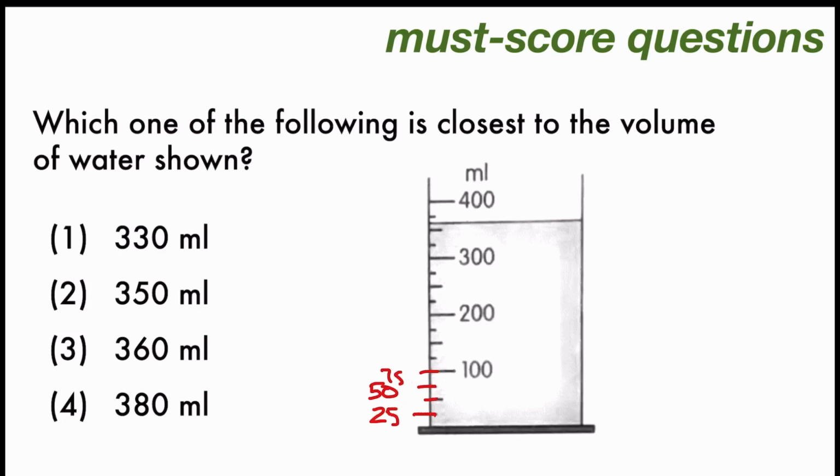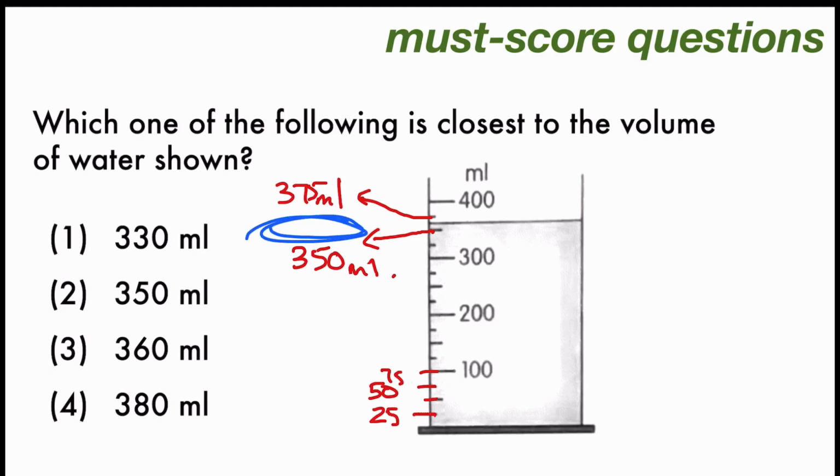So the same goes to the top, which means at this point, right here, it is actually 325, 350 ml. And then the next level will be 375 ml. So my answer is right smack between these two. So if you look at the options, 330 is definitely out. 350, well, it's in between. So it is close, but not closest.